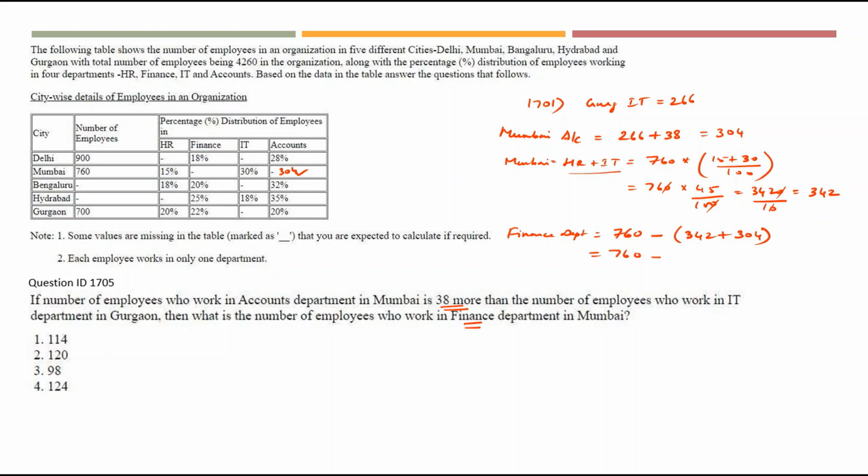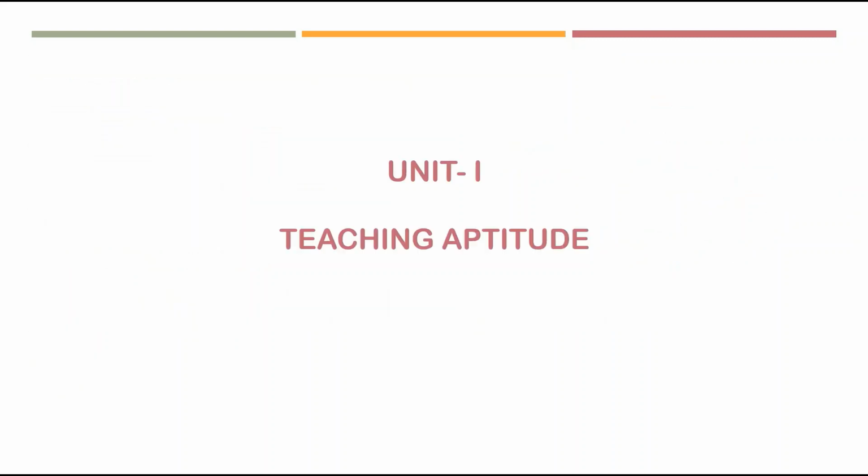760 minus 646. This will give 114. So there are 114 employees in Mumbai's finance department. Option number 1 will be the right answer. Let's move on to Unit 1, Teaching Aptitude.